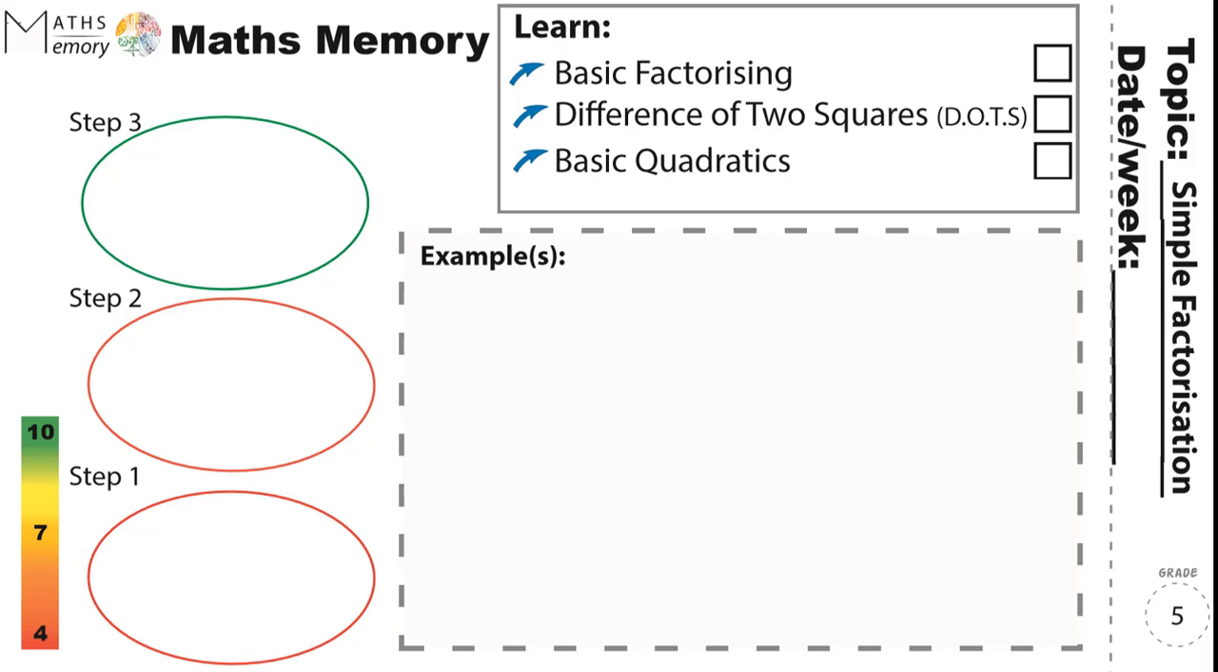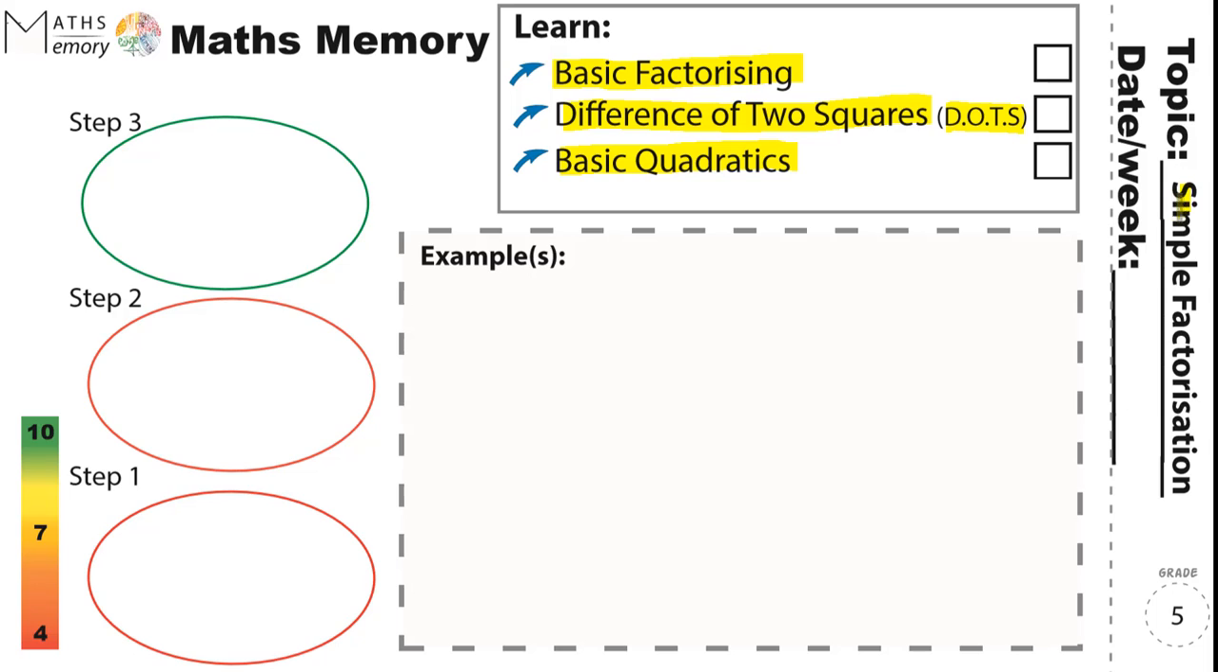So the first one is basic factorizing. You're going to be an expert in this at the end of this video. Number two, difference of two squares. That sounds really long. We call it DOTS for short, an abbreviated version, and basic quadratics, the quad box. You're going to be a star on this at the end.